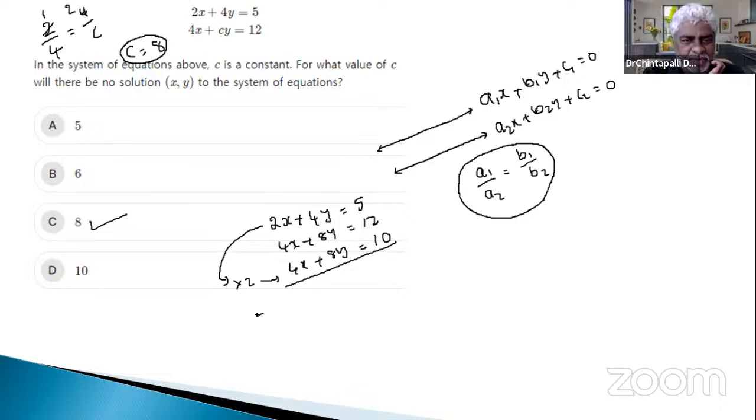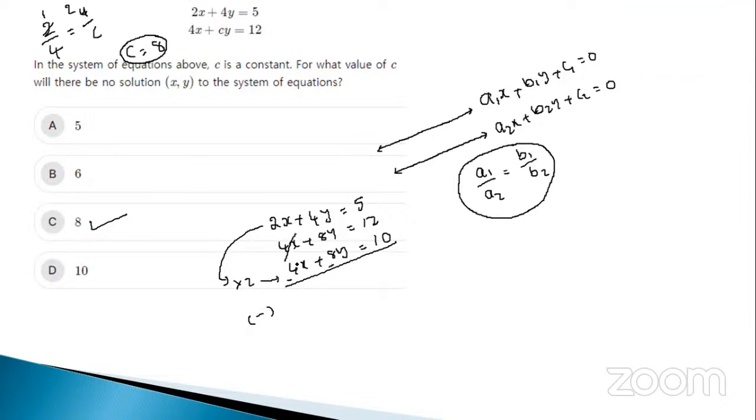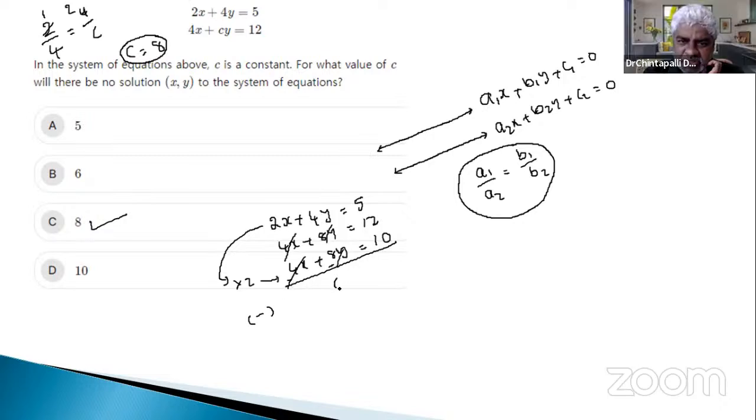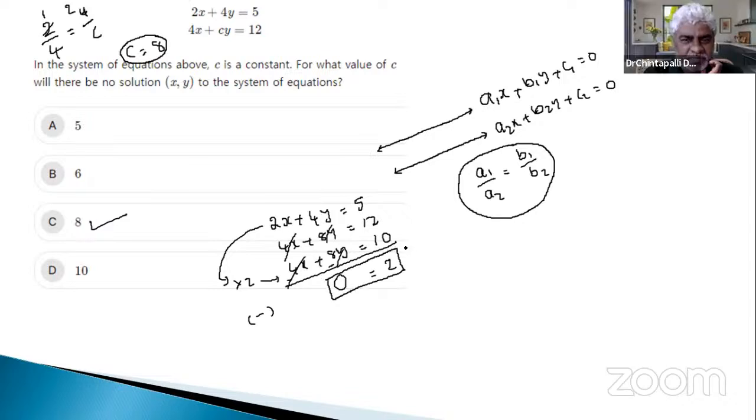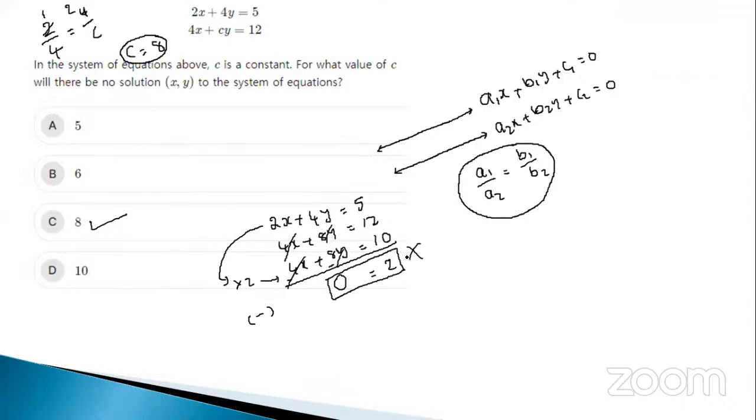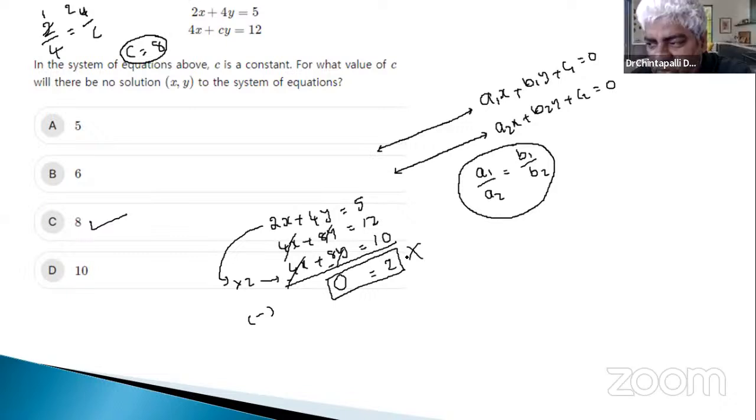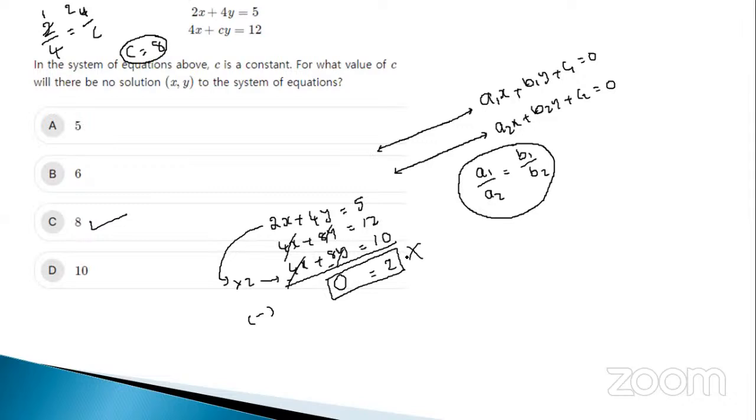Because what happens when we subtract both sides? 4x minus 4x, 4x cancel, 8y cancel. 0 is equal to negative 2. That is an absurd statement. These absurd statements result when there is a flaw in the equation or solution. So that's why we concluded that when C is equal to 8, this pair of equations has no solution. Right. Good.